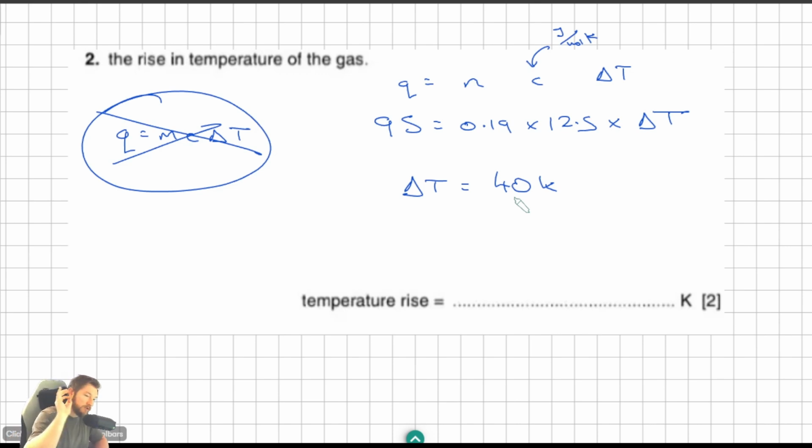So the crux of the issue, for the Reddit user that was asking, is that we were not told the mass, so we can't use Q equals mc delta T. We have to use this slightly different equation that we've sort of invented on the spot to take advantage of the fact that we know the number of moles.